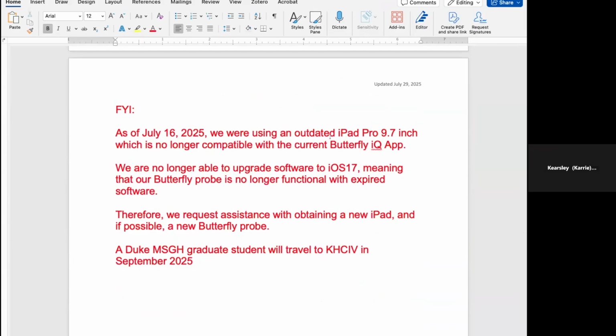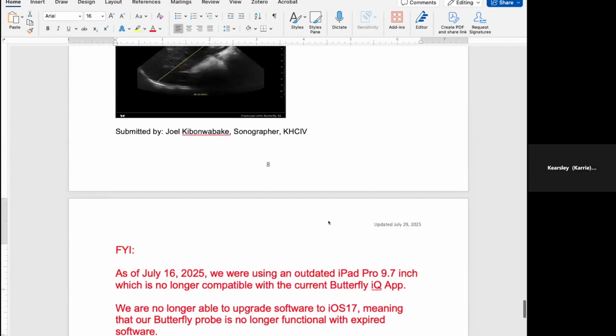We're also looking for support from the group because we've lost our license for the software to use our butterfly. We have a graduate student who's traveling in September. So if anyone knows of any way that we can update our equipment, we'd be grateful. So that's our case presentation.